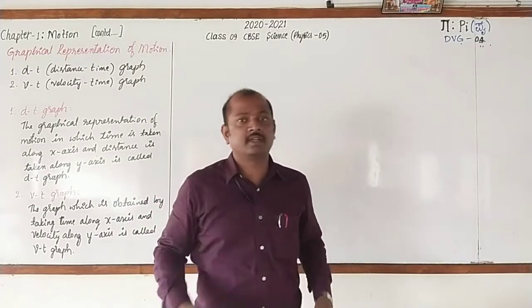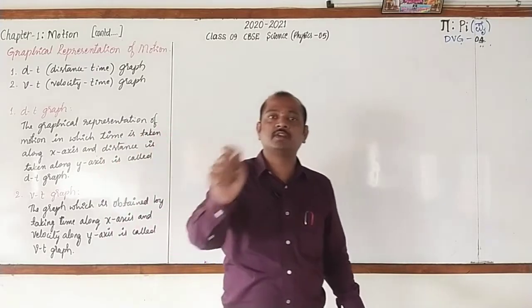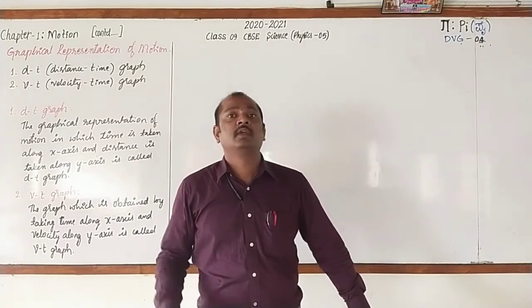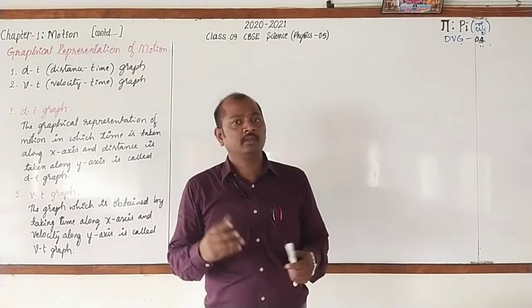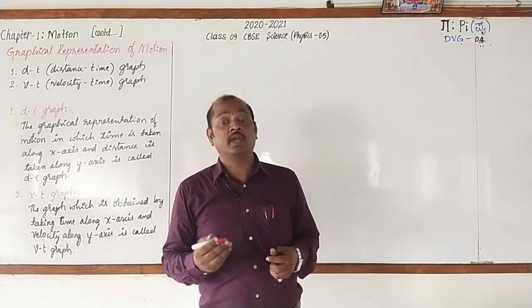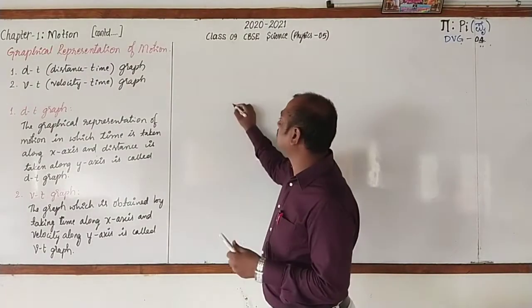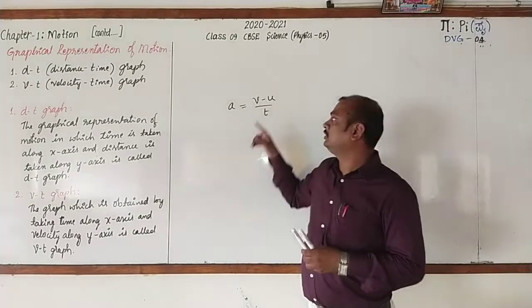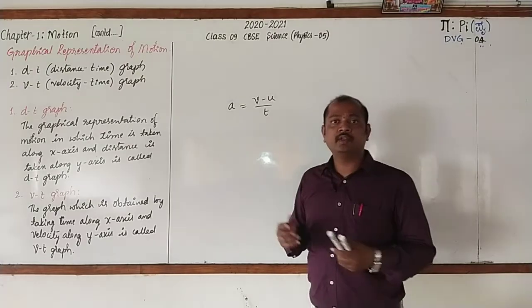Then what is acceleration? Yes, it is the rate of change of velocity, or it can also be defined as the change in velocity of a body in unit time. Then what is the formula used to find acceleration? It is a equal to v minus u by t, right? Then here what do you call u? It is initial velocity. v is final velocity.